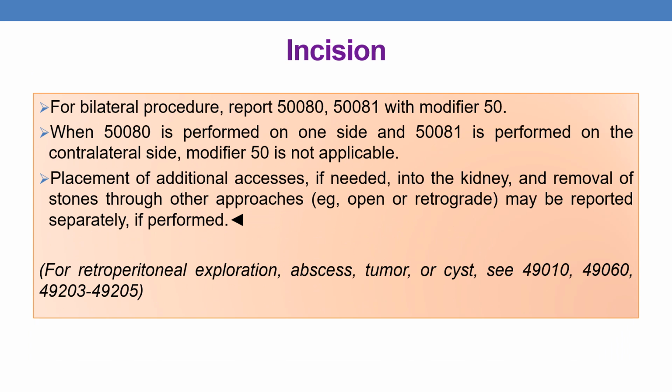For a bilateral procedure, report 50080 and 50081 with the 50 modifier. And when 50080 is performed on one side and 50081 is performed on the contralateral side, modifier 50 is not applicable. And the placement of additional accesses if needed into the kidney and removal of stones through other approaches, for example open or retrograde, may be reported separately if performed. And for retroperitoneal exploration, abscess, tumor or cyst, you need to see 49010, 49060 or 49203 to 49205.